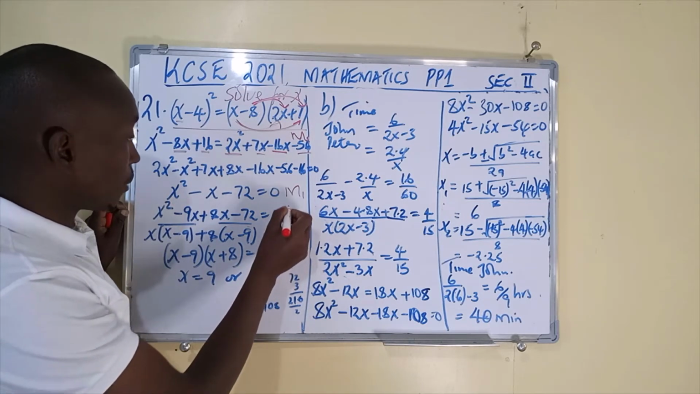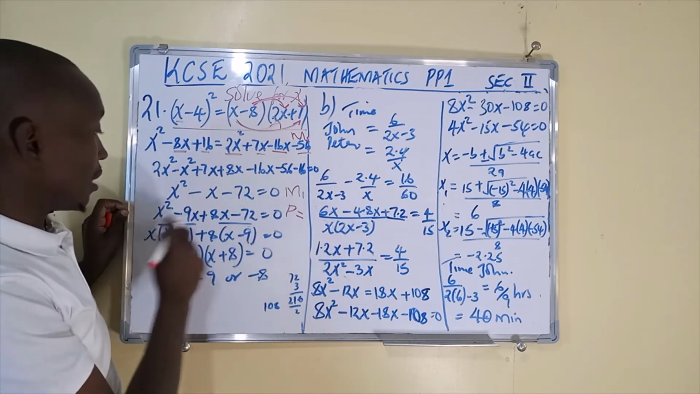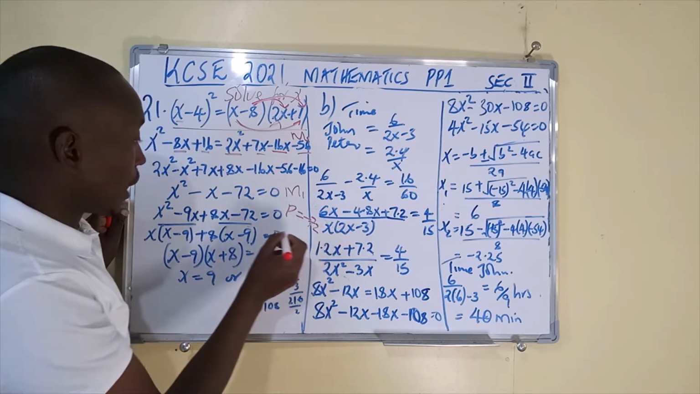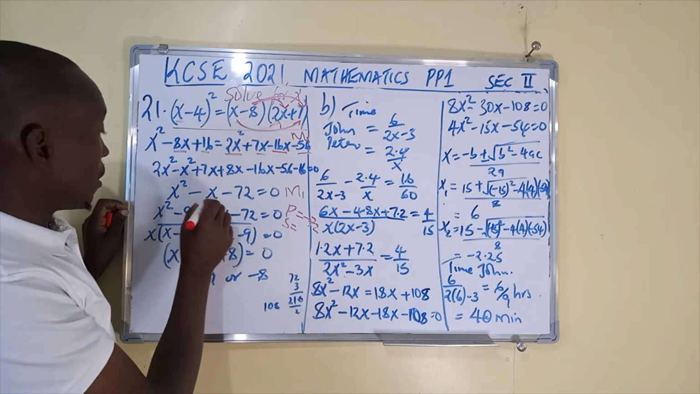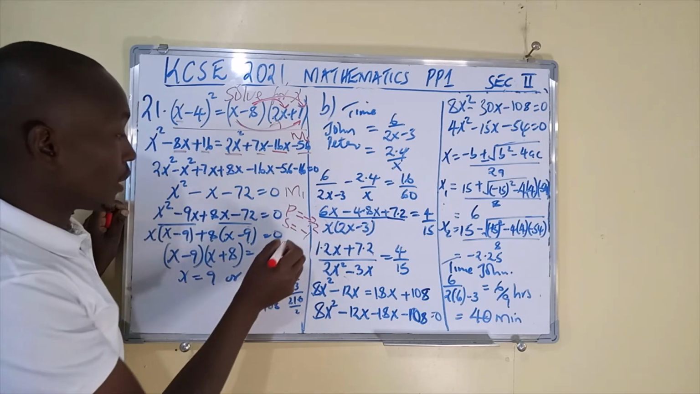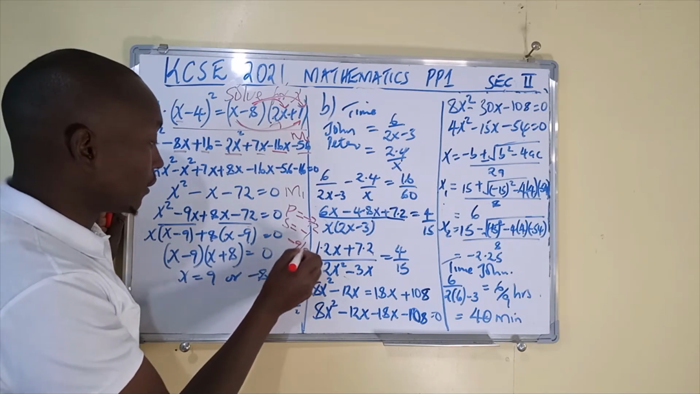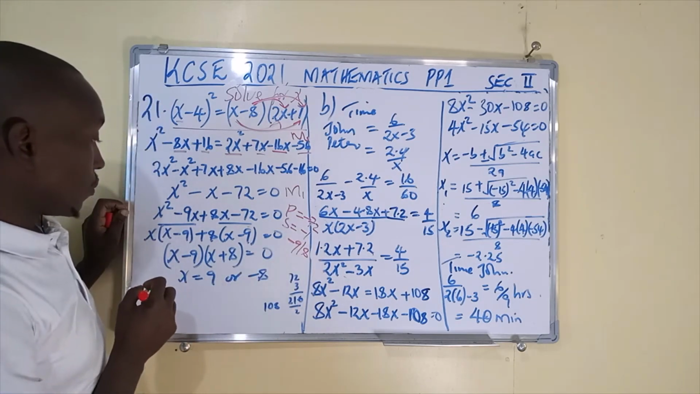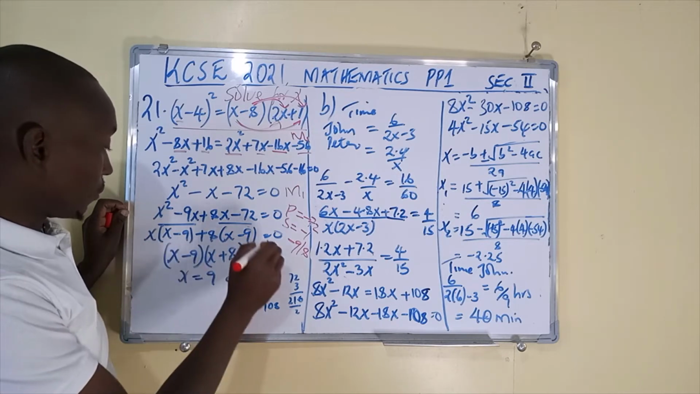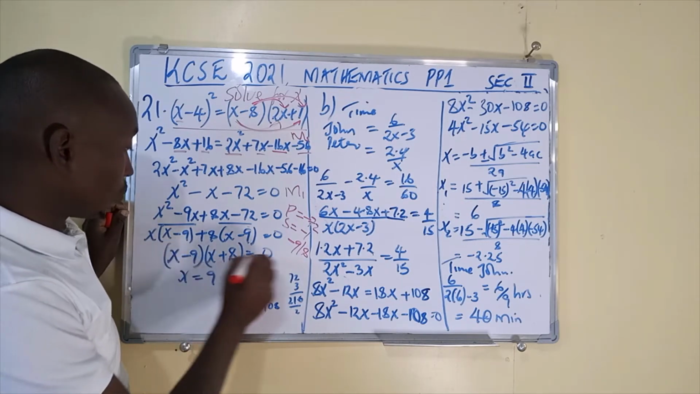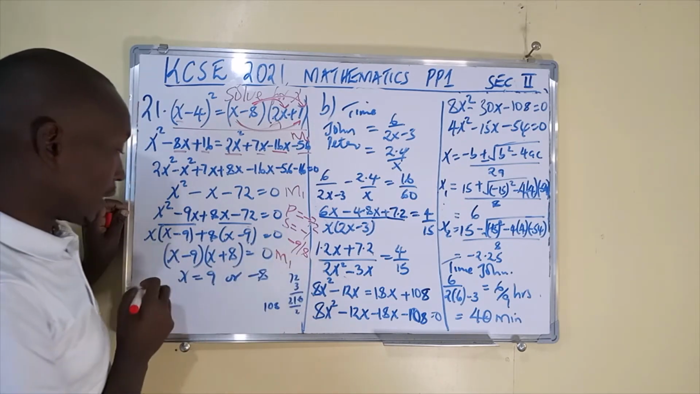So you're looking for two numbers, their product is negative 72 and the sum is negative 1. The two numbers are negative 9 and positive 8. Good. With that, we were able to do the factorization here until a student ends with this. This is where the mark is.